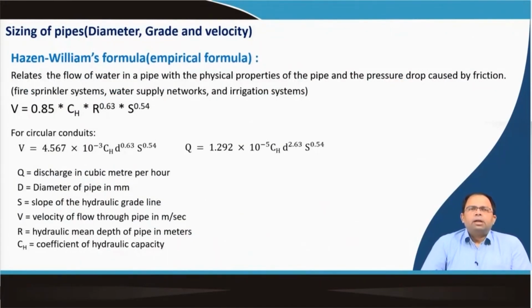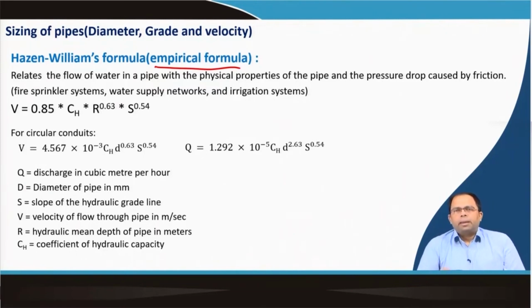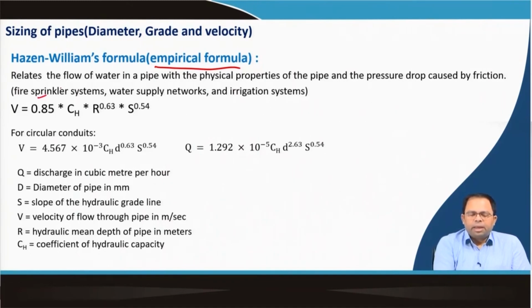Finally, we come down to the Hazen-Williams formula. This is again an empirical formula. It has its own issues, I will discuss that, but this is the one which we usually use for pipe designs. It relates the flow of water in a pipe with the physical properties of the pipe and the pressure drop caused by friction. Usually we use it to design pipe sprinkler systems, water supply networks, irrigation systems and so on.